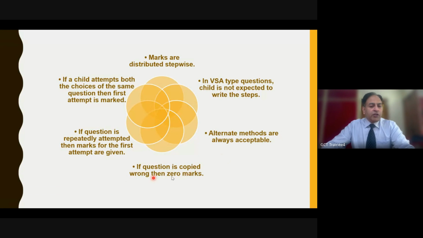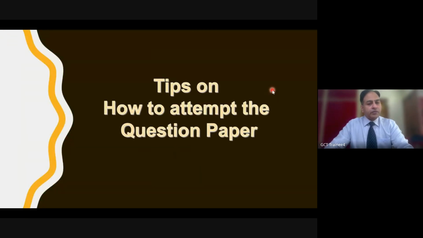If the question is copied wrong, then 0 marks. This is a CBSE policy, but we all are human beings. Maybe we give a few marks, but officially, if a student copies the question wrong, no marks will be given. If a question is repeatedly attempted, then marks for the first attempt only are given. And if a student plays smart and attempts both choices of a choice-wale question, only the first attempt is marked, not the second attempt.